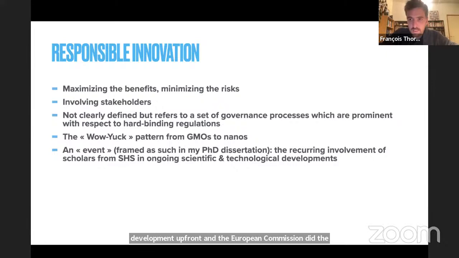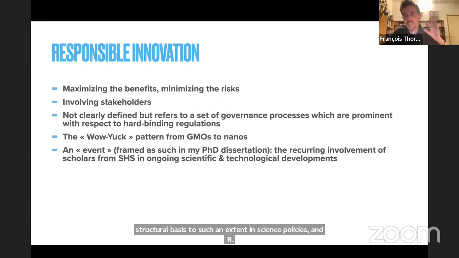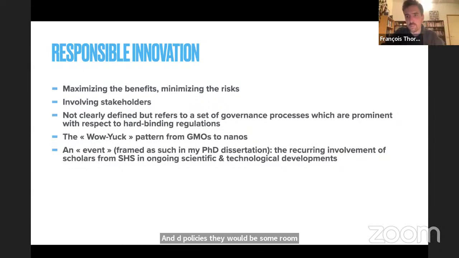In my analysis, it was the first time that on a structural basis, to such an extent in science policies and R&D policies, there would be some room for social sciences and humanities. So not only in terms of public health, I mean safety or health issues, but also in terms of legal, social aspects. So I think nanotechnologies is the first systematic attempt at integrating social scientists in a particular innovation development or trend. And it was mostly done under the label of responsible innovation.